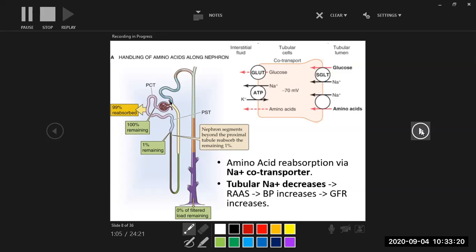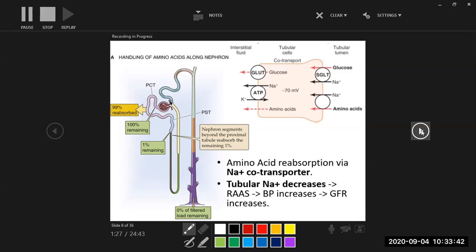When they are in the blood, they have a high chance to go through the kidney, because the kidney filters the blood 60 times a day. So a lot of these amino acids will go through the filtration. They are small, and they will be reabsorbed in the proximal convoluted tubule.